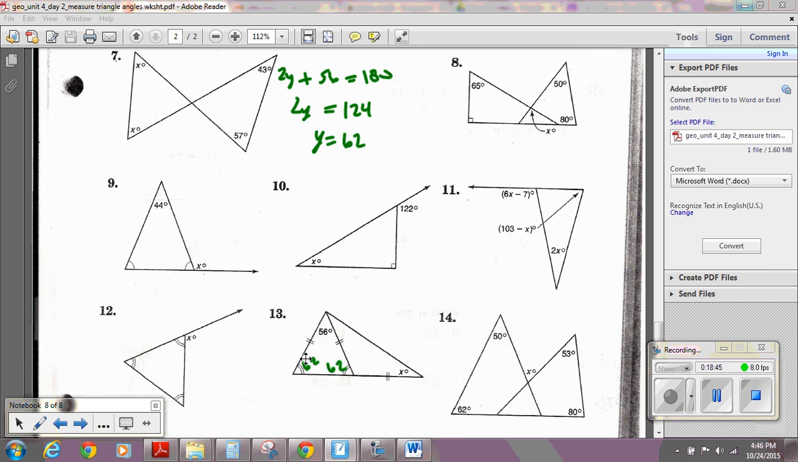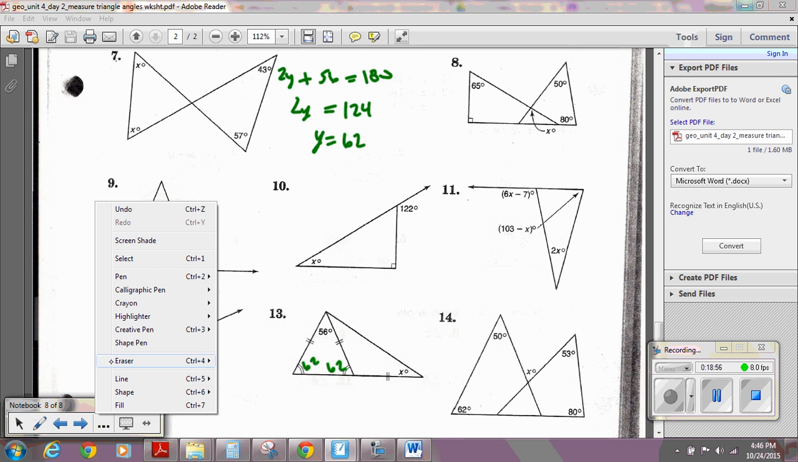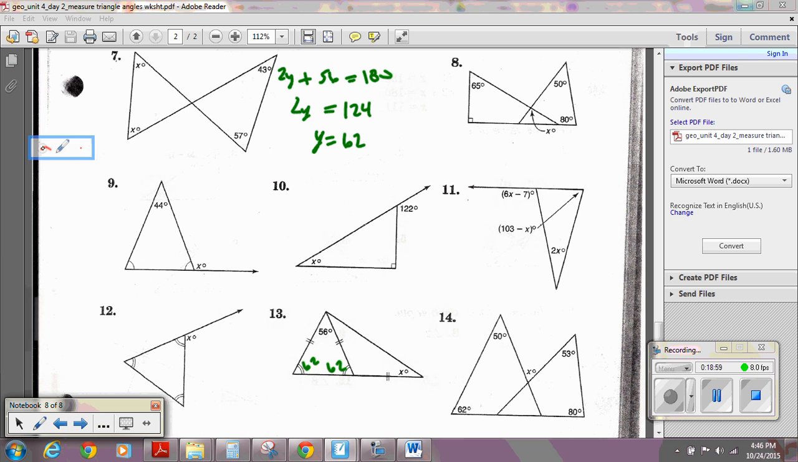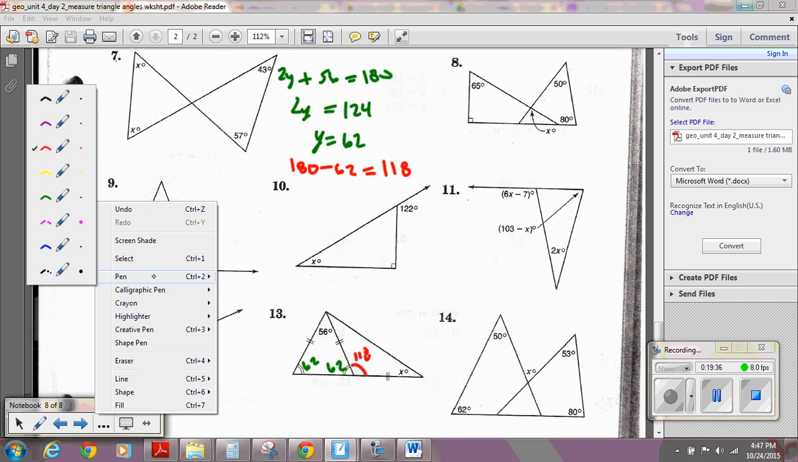Now that I know that those both are 62, then I know that 62 forms a linear pair with this angle here. So 180 minus 62 would be 118. So this one is 118. And now I can connect that with x because I know that there's going to be two x's.